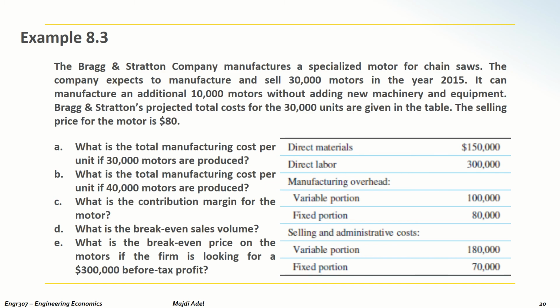Now what's required is the total manufacturing cost per unit if I'm producing 30,000 units, the manufacturing cost per unit if I'm producing 40,000 units, the contribution margin for the motor, and what's the break-even sales volume, and what's the break-even price on the motors if the firm is looking for 30,000 profit before tax.